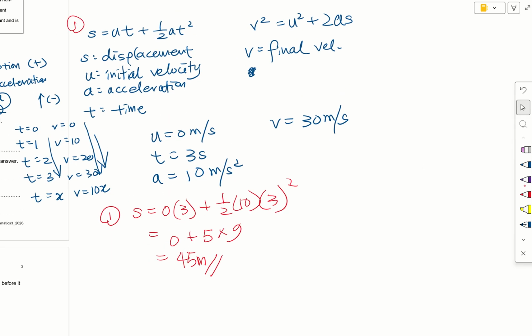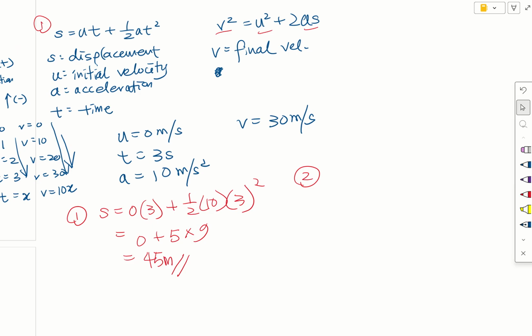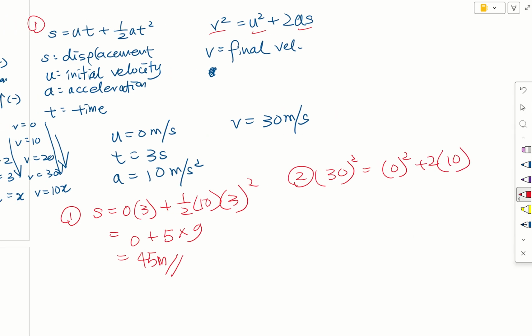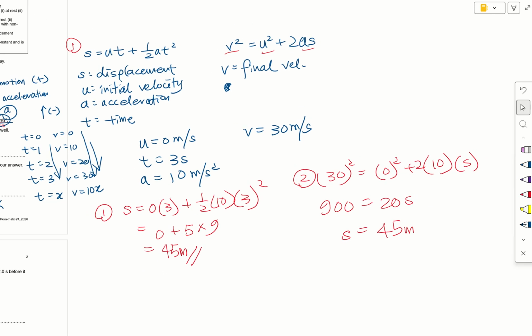If you want to use formula 2, you need to have your V, your U, A, and S is our unknown. Because our V is 30, 30 square equals U squared, 0 square, plus 2 times A times our displacement. So this is 900 equals 20S, and therefore S will be 45 meters. So these are the formulas for kinematics, but if they ask you to do by VT graph, you have to do by VT graph.